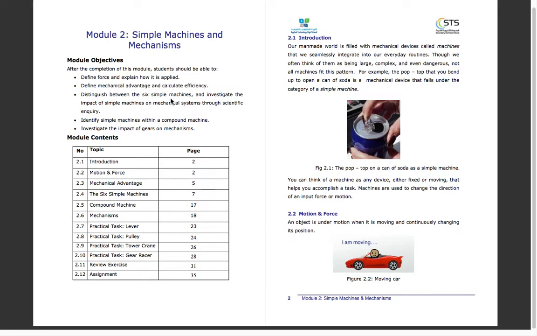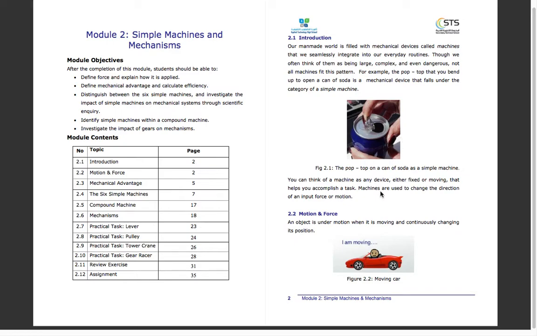You should be able to identify the 6 simple machines. You should be able to identify any simple machine within a compound machine. And you should be able to find the gear ratio. You should be able to identify simple and compound gear trains, etc. So let's have a look at this module.